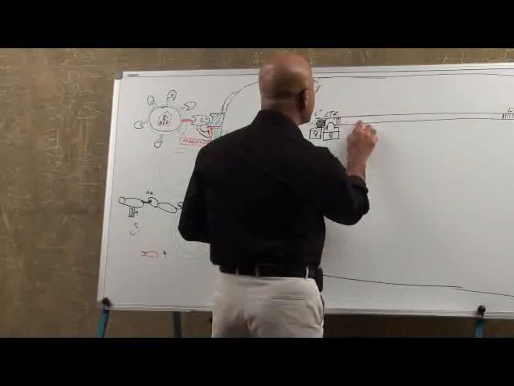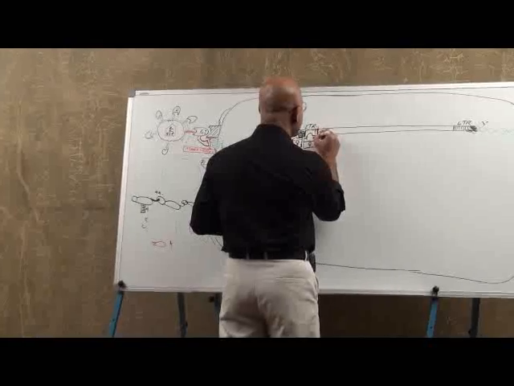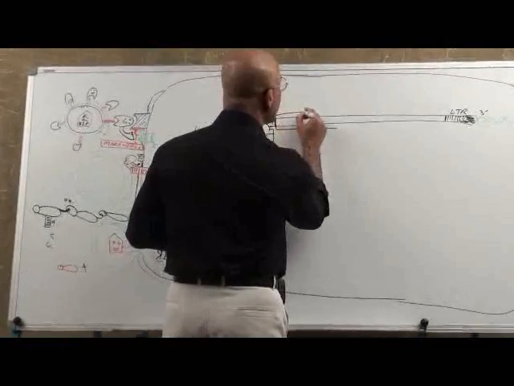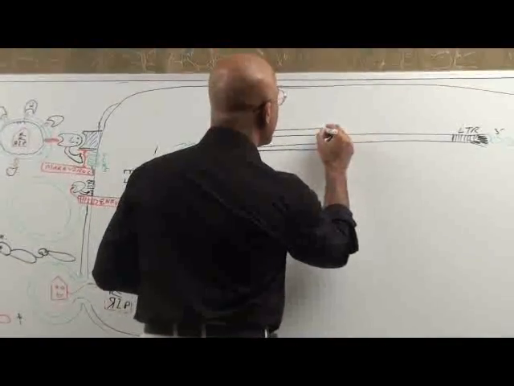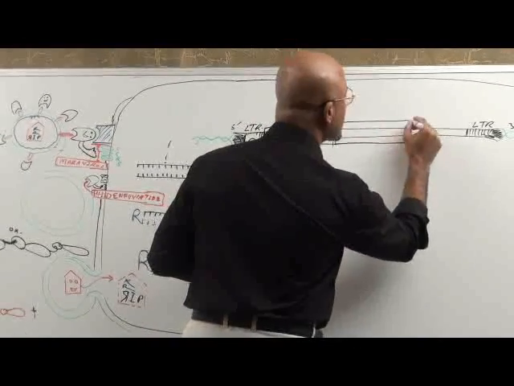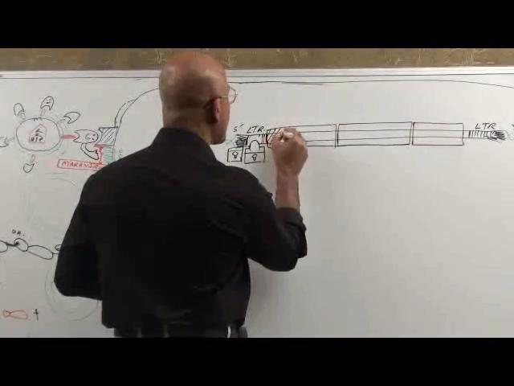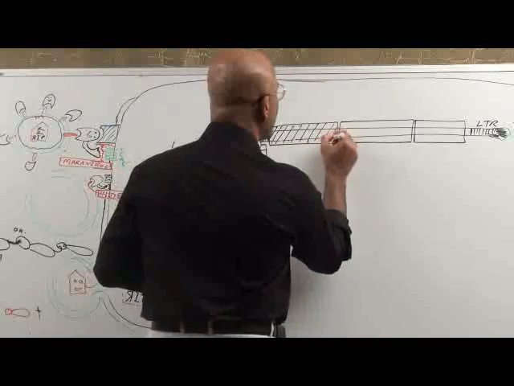Then there are 3 basic genes inside it. How many? 3 primary genes. Okay. 1, 2, and 3. Right? These are 3 basic genes.